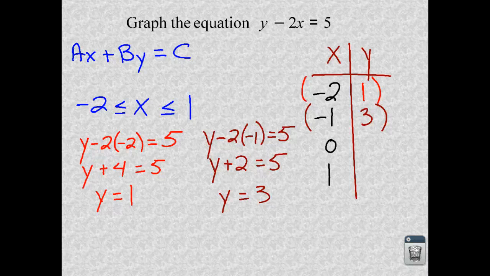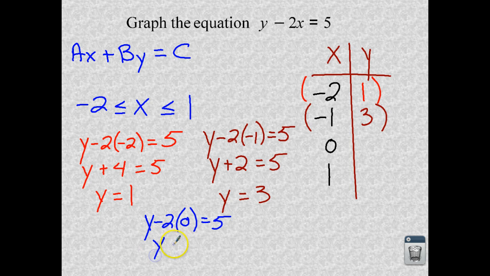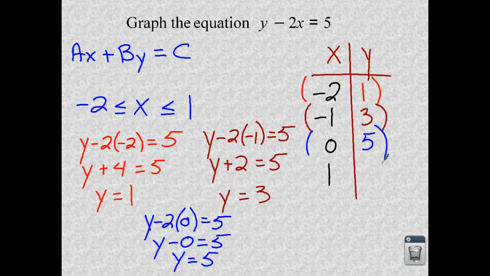So let's just take that 0. So y minus 2 times the domain value, 0, is equal to 5. So y must be equal to 5. Okay, so when your input is 0, your output is 5. All right, now that we have three pretty solid mathematical representations on this line, let's go check it on a grid.